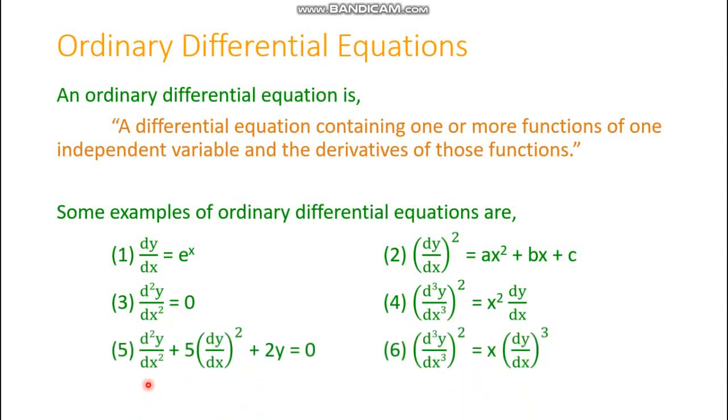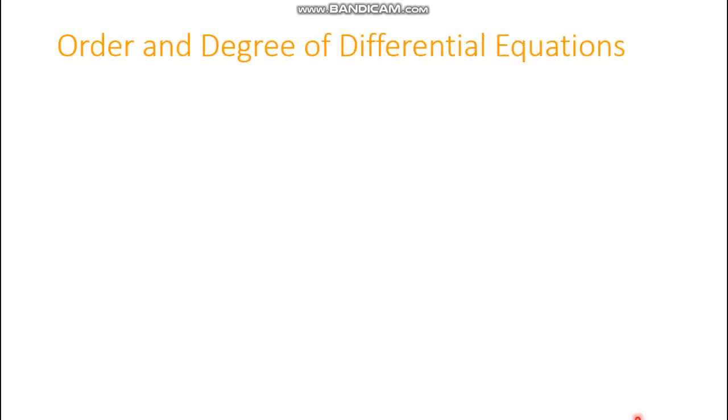Then d2y/dx² plus 5 into (dy/dx)² plus twice y equals 0, and (d3y/dx³)² equals x into (dy/dx)³. These are the examples. Then the triple differentiation of y, whole squared, then x² into the whole cube of the double differentiation of y, minus twice x plus 11 equals 0. So these are ordinary differential equations. And now, how do we find the order and degree of a differential equation?